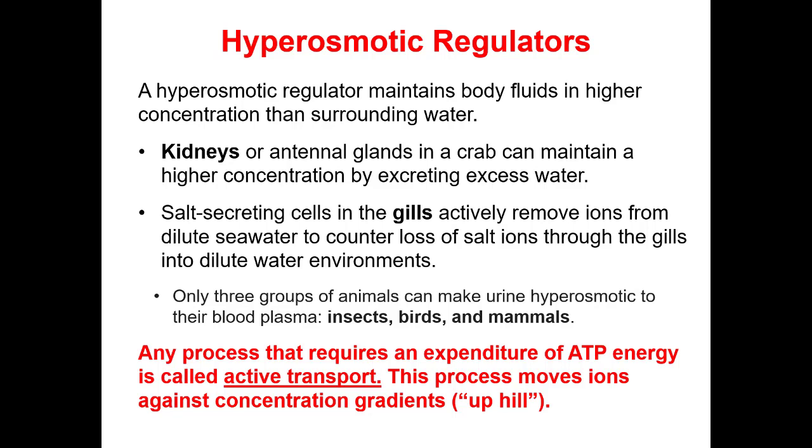Only 3 animal phyla can make urine hyperosmotic to their blood plasma. That includes insects, birds, and mammals.